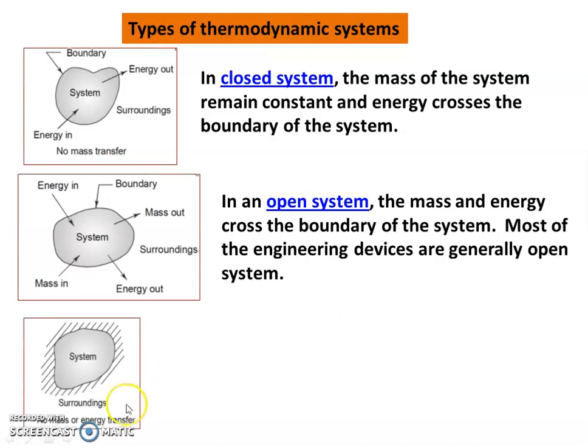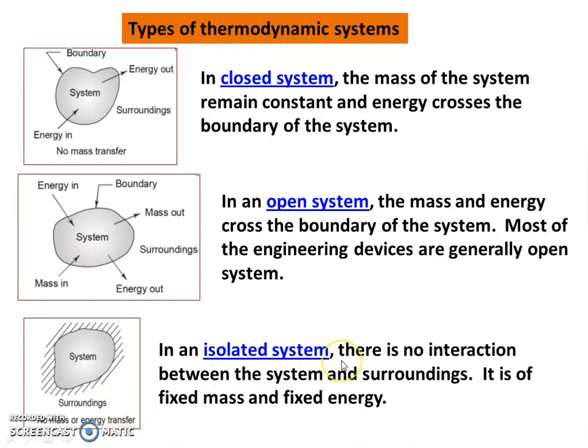The third system is the isolated system. What is an isolated system? Look at the isolated system. The system and surrounding are not at all connected. It is completely away. So no mass or energy transfer. So in the isolated system, there is no interaction between the system and the surrounding. There is no mass transfer. There is no energy transfer. That is what an isolated system is. It is of fixed mass and fixed energy. So three types of system: closed system, open system, isolated system, with reference to the energy transfer and the mass transfer.